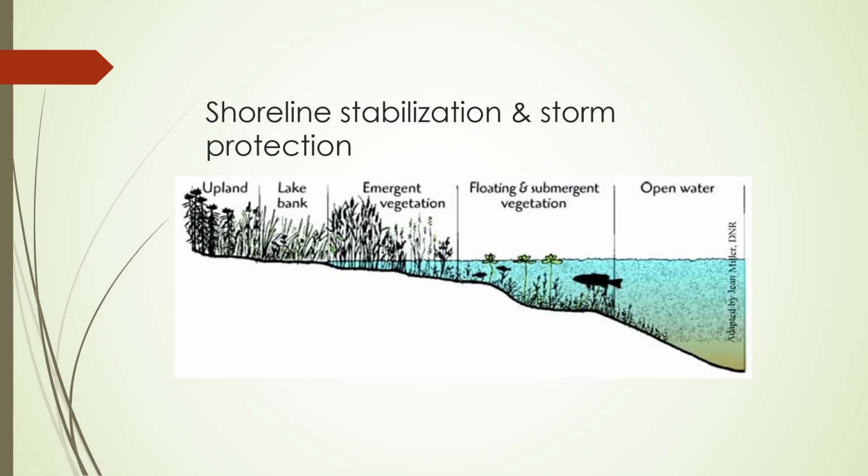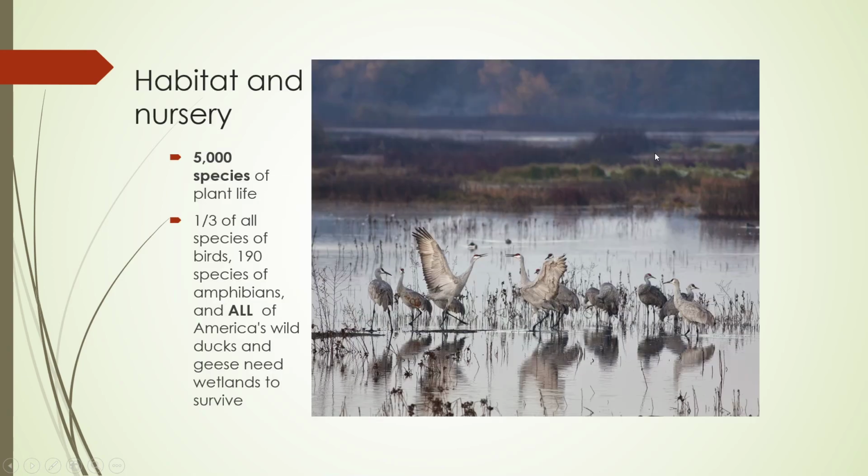They can also help with shoreline stabilization and storm protection. So this is like a mangrove, essentially, out in open water, where a storm starts to surge and come in, a lot of the vegetation and plant life can actually prevent that storm from getting all the way into the coast and causing as much of a problem.